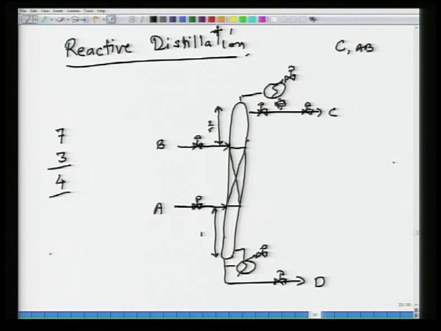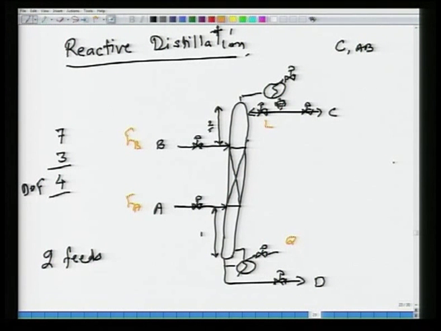2 for the 2 fresh feeds, and how much reflux you are putting back in and how much steam you are putting back in, L and Q, FA, FB, L and Q. These are the 4 degrees of freedom that you have for this process.